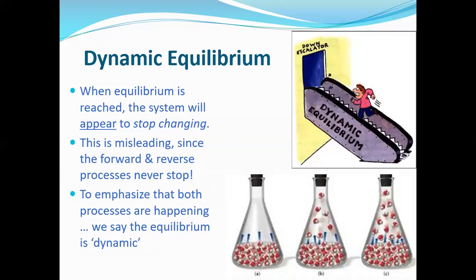So although it looks like the process has stopped, it never actually stops. So we often say that it's a dynamic equilibrium. The word equilibrium implies it looks like nothing's happening. It looks like everything's balanced. But the word dynamic in front of that suggests that even though it looks like everything stopped, at the molecular level, at the atomic level, at the particle level, things are always happening. So reactions are always going on, even though it looks like nothing is going on. Okay? So we say that equilibrium is a dynamic system.